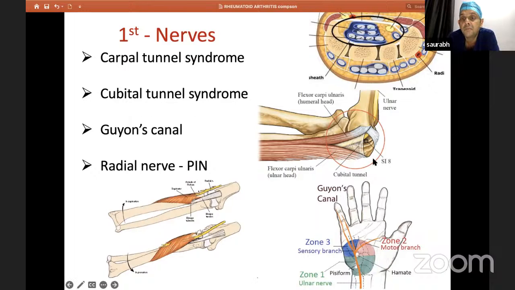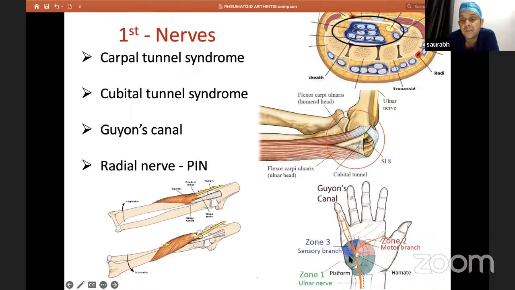Similarly, the cubital tunnel behind the elbow: if there's any synovial proliferation from the ulnohumeral joint, it will involve the ulnar nerve. So you have to go in and decompress the nerve and get into the ulnohumeral joint to remove all the synovial proliferation. Always use the opportunity for a histopathology.